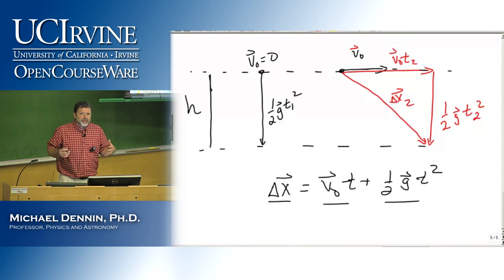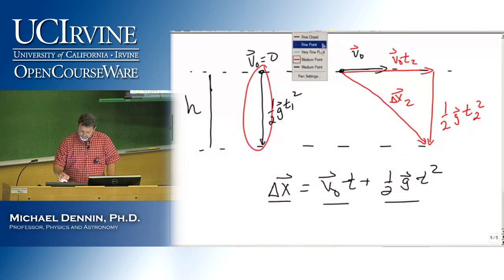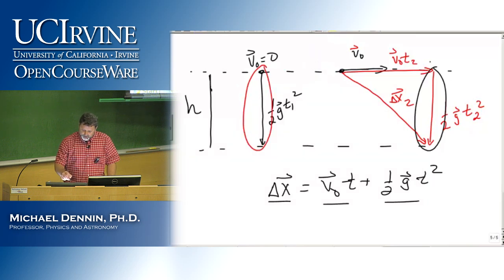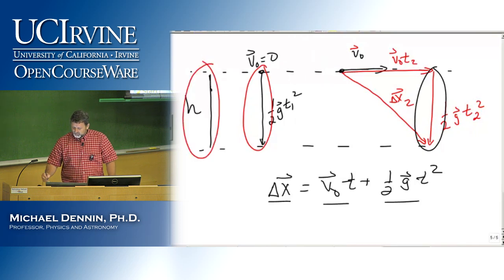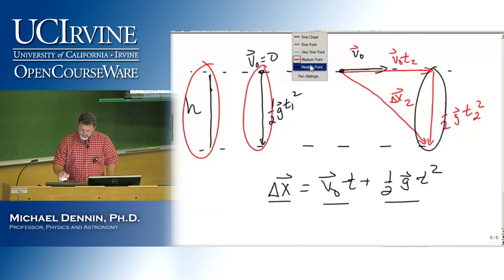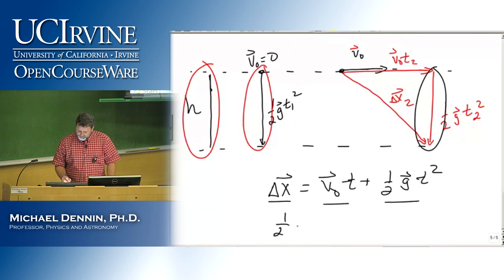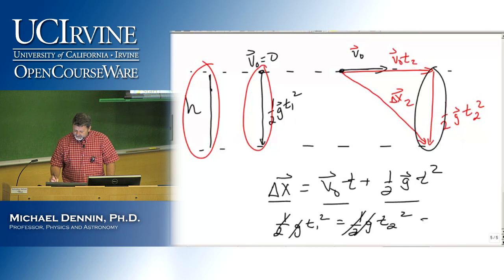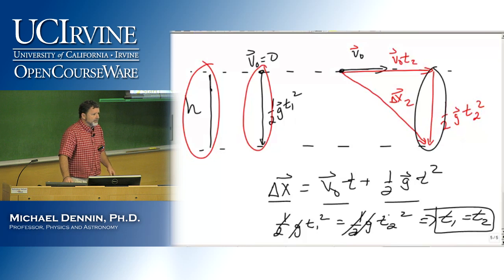Notice, without actually having to do any algebra per se, you can see immediately that this vector has to equal this vector because they both equal the height h. And so there is no choice but for 1/2 g t1 squared to equal 1/2 g t2 squared. And I can cancel all of that, and I see immediately that t1 has to equal t2, so they have to hit at the same time. Make sense?